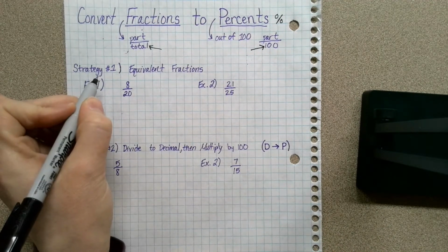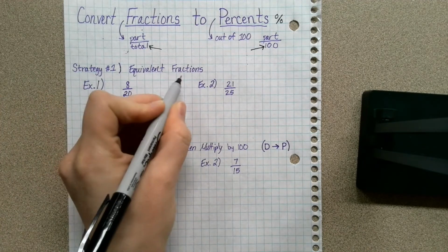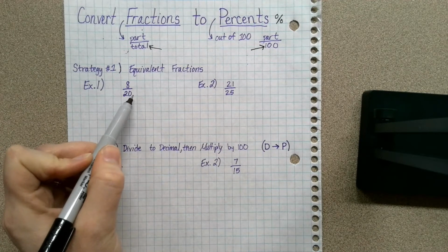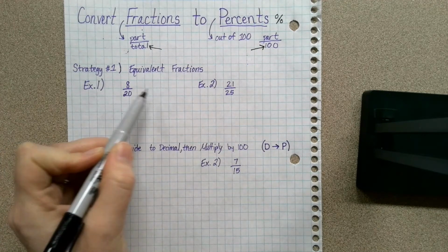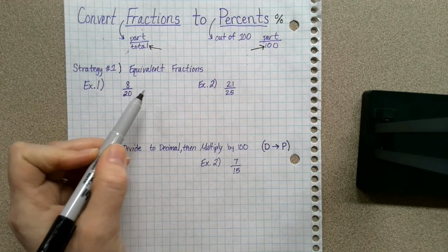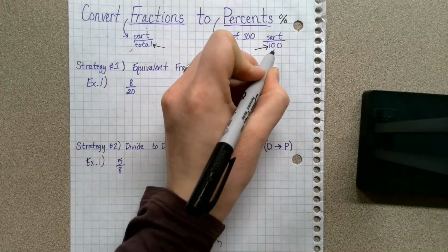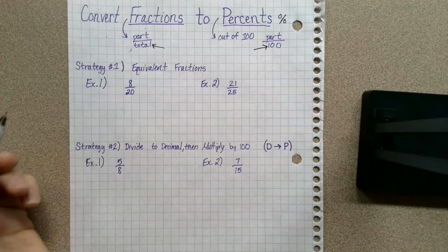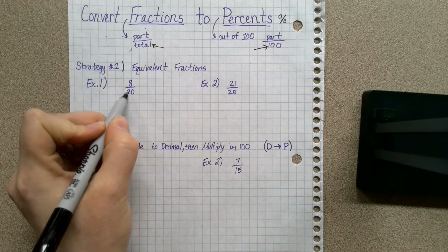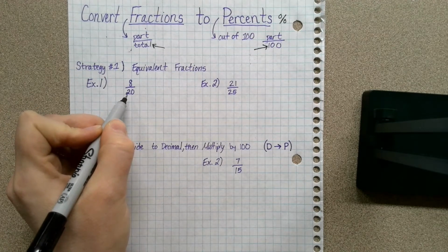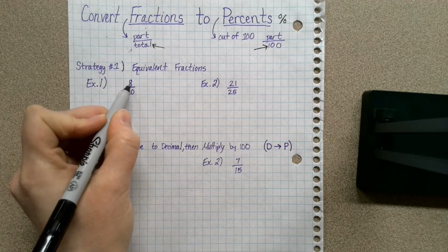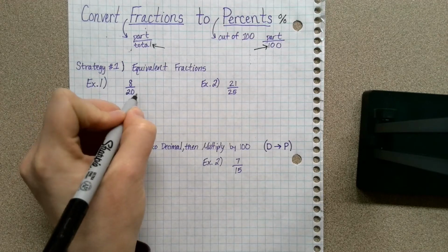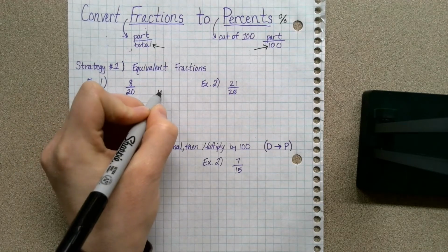The first strategy we're going to go over is using equivalent fractions. We know that we can multiply a numerator and a denominator by the same number to create equivalent fractions. So we're going to do that specifically to get 100 in the denominator. Multiplication facts will be really helpful. You'll notice our first example, 8/20. 20 is our denominator, so we want to get from there to 100.